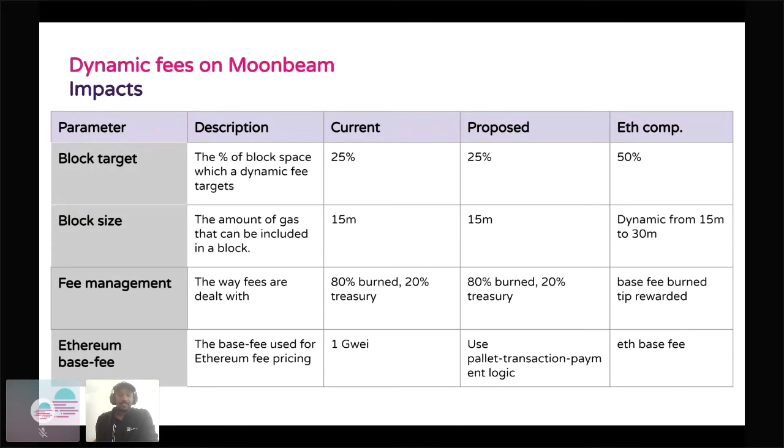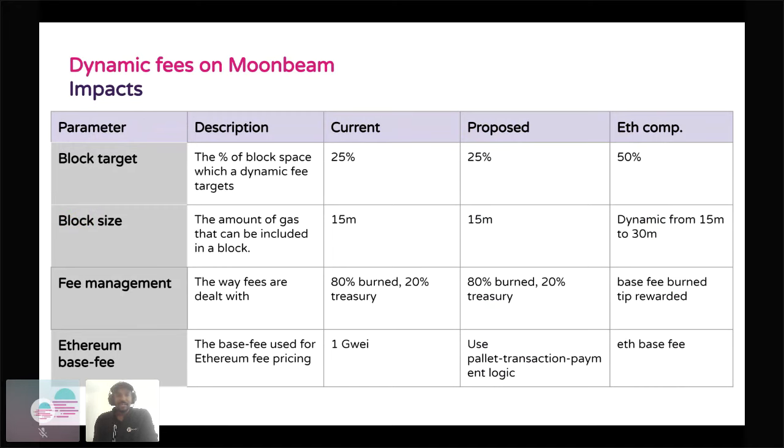The second thing is the block size. This is what I mentioned before, which is the amount of gas that can be in a block. It is currently 50 million. We do not plan to change it. And for Ethereum, just for you to see it, it is basically a dynamic value now that can go from 15 to 30 million based on how much the network is used.